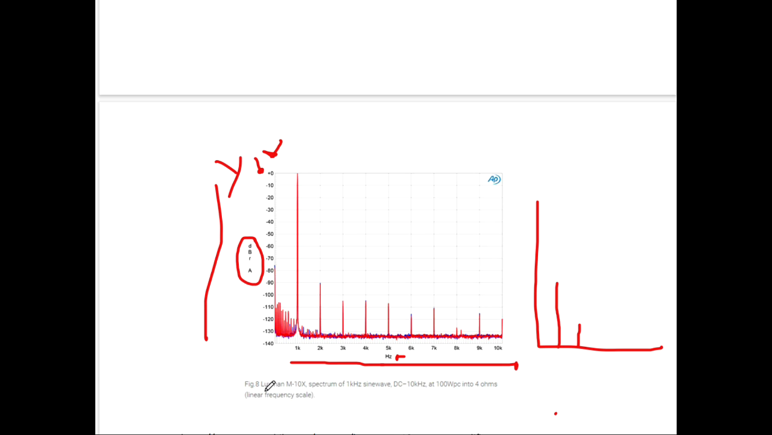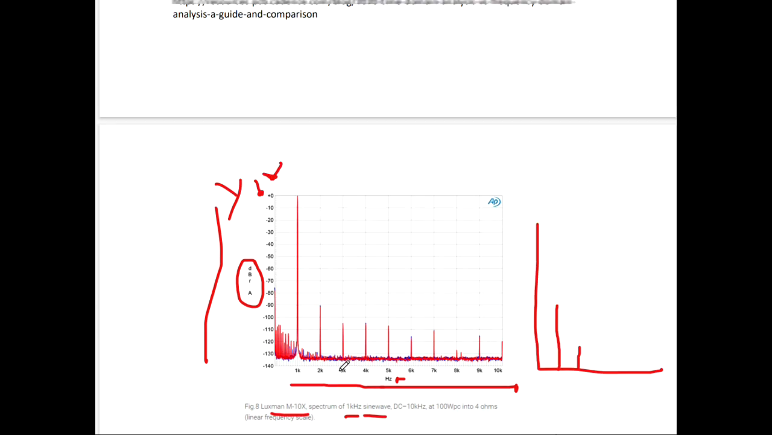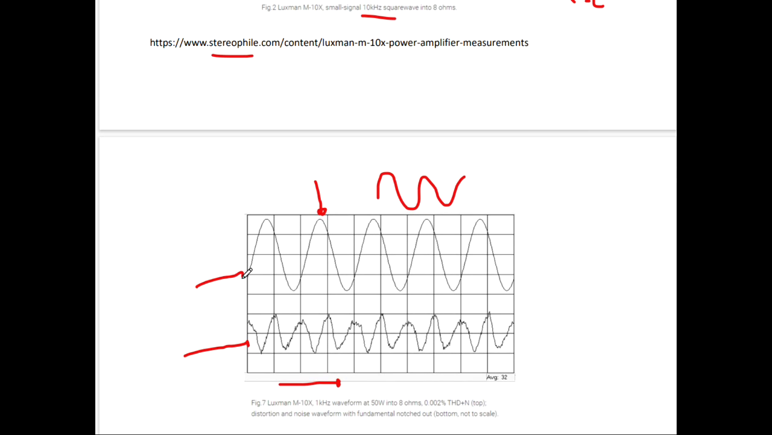And we're also looking at, this is Stereophile. We're looking at the same amplifier, Luxman M10X. I don't know what that is. And we're looking at the spectrum of the 1 kilohertz sine wave. I think it's this sine wave right here. Now remember when I said a sine wave should just look like this. And in this case it's a 1K sine wave, so there should be one line here at 1 kilohertz.